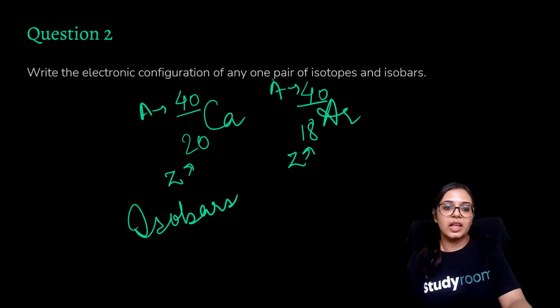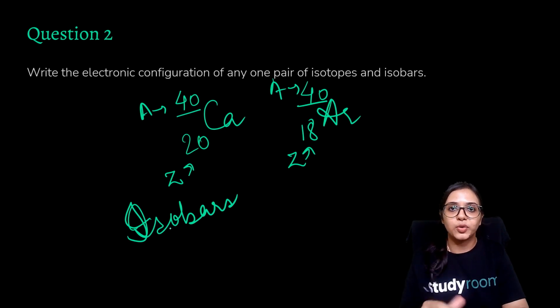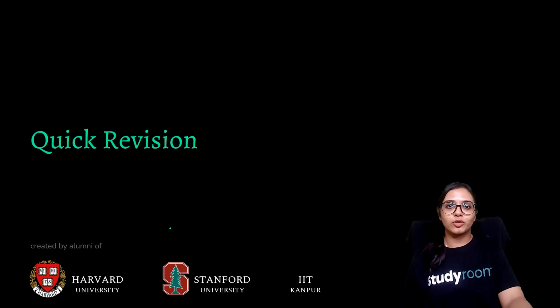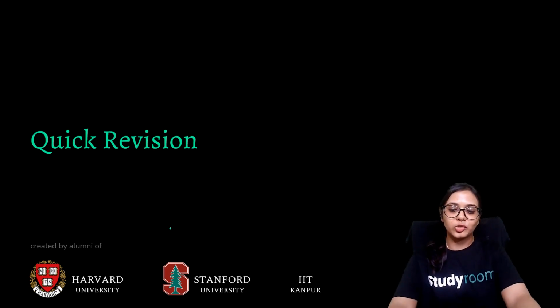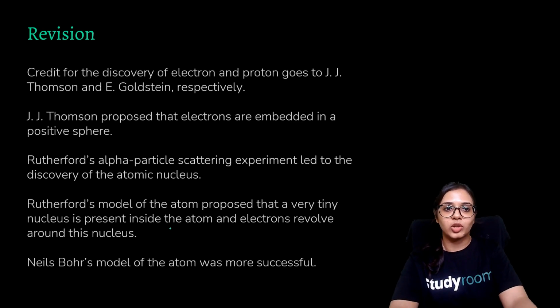Whereas in the previous slide where I told you about protium, deuterium, and tritium, those were the examples of isotopes. So with this, we come to the conclusion of this chapter. That was the structure of an atom. Let's have a quick revision and see what we learned in this chapter.